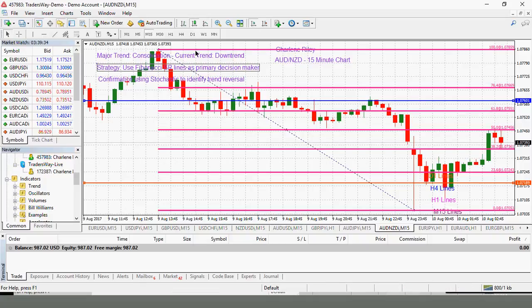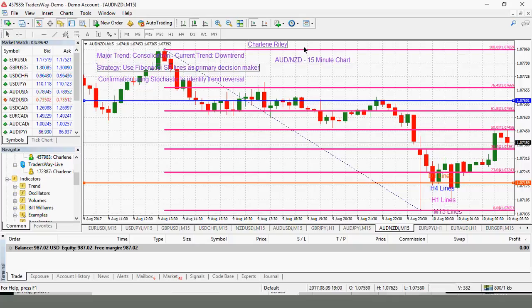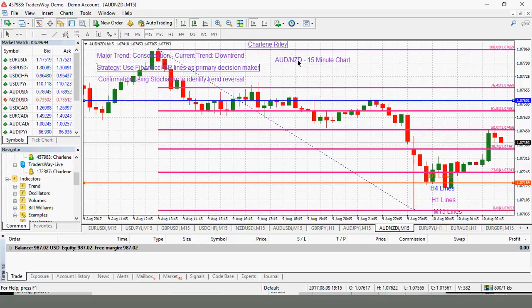Now we're going to look at some trading setups. Like I said, this is the Australian New Zealand 15-minute chart. I have my GGFX demo template set up to include my primary strategies and confirmations already there, so that saves me some time on labeling.